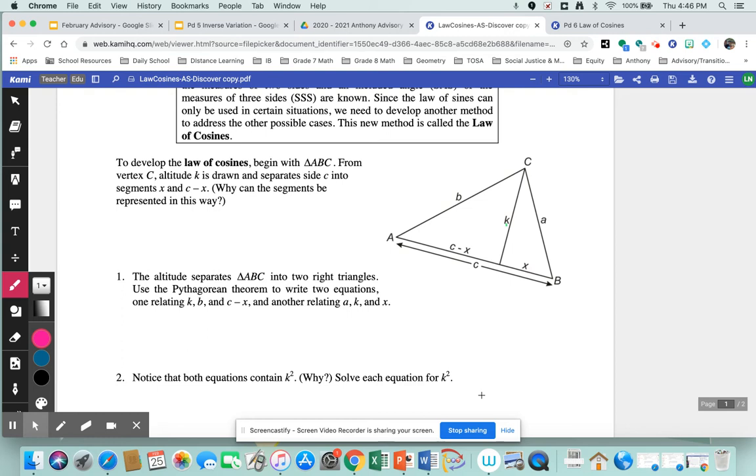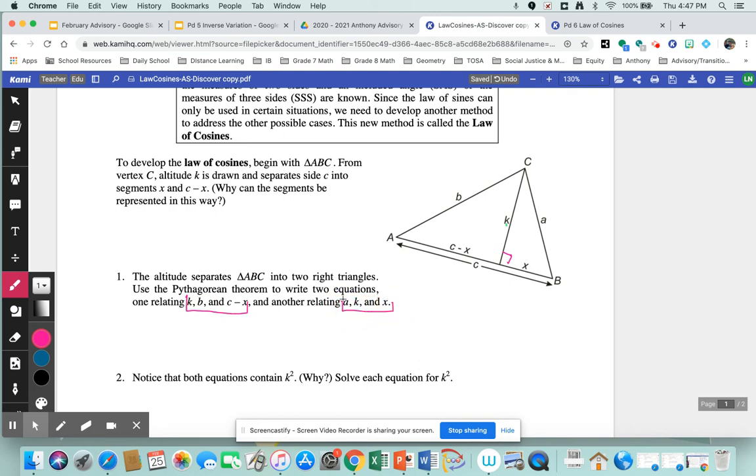All right, welcome back. So I hope that investigation was fun for you, and I hope that you were able to complete it. So let's look through the steps here. Step 1 says the altitude separates triangle ABC into two right triangles. So I know that I have a right triangle here, and that makes that a right triangle as well. They're asking us to use the Pythagorean theorem to write two equations, one relating K, B, and C minus X. So this is one. And then another one relating A, K, and X.